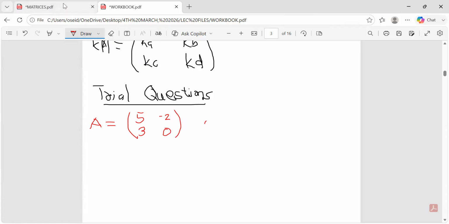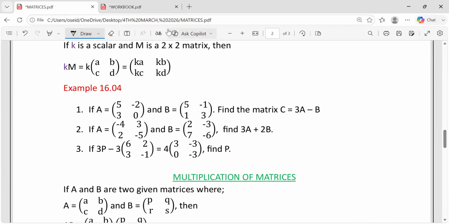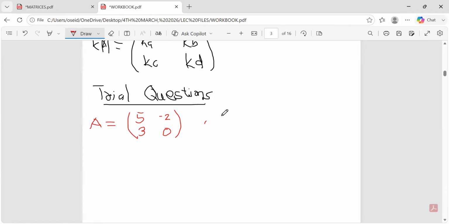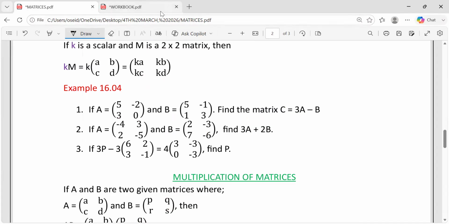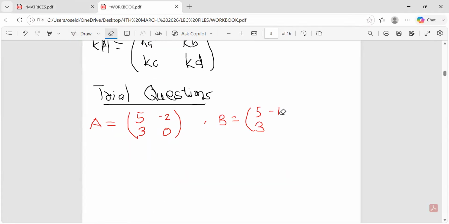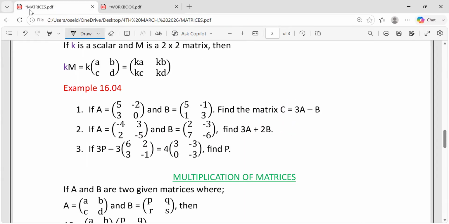And B equals 5, -1, 3. Sorry, B equals 5, 1, -1, 3. Alright. And the question says you should find what?